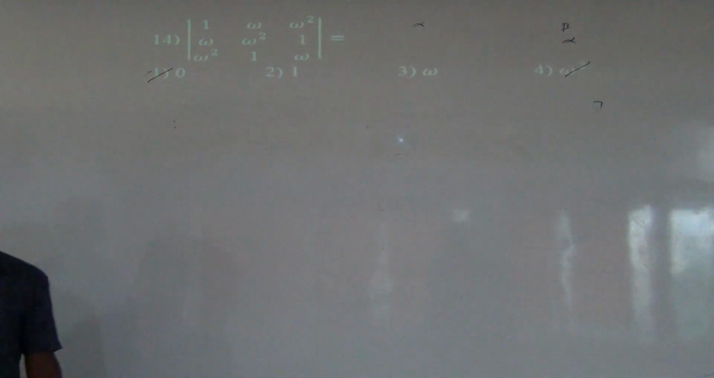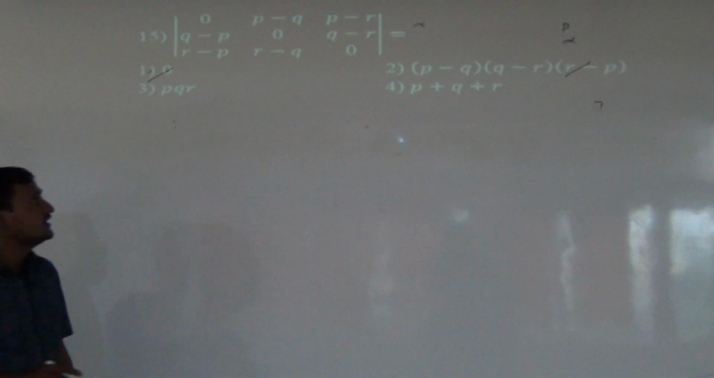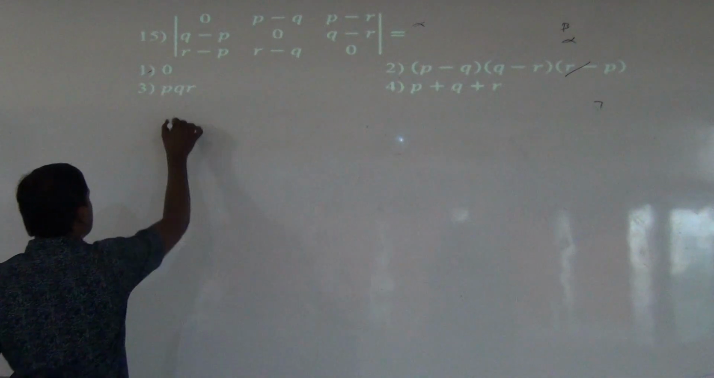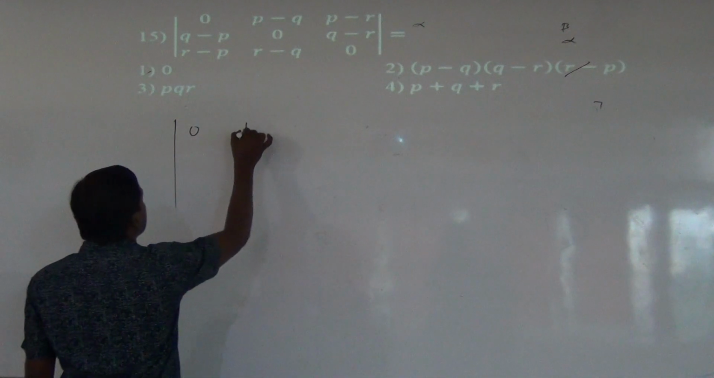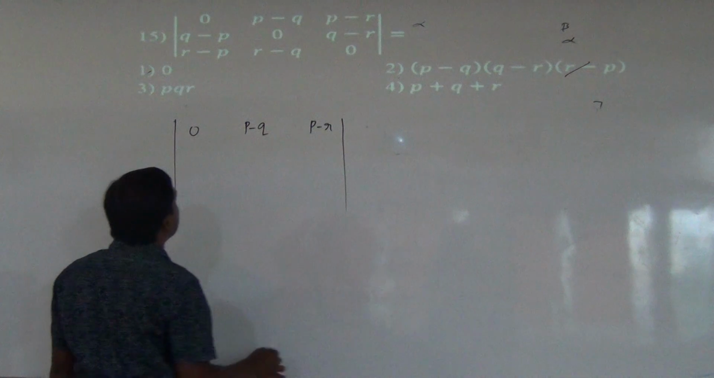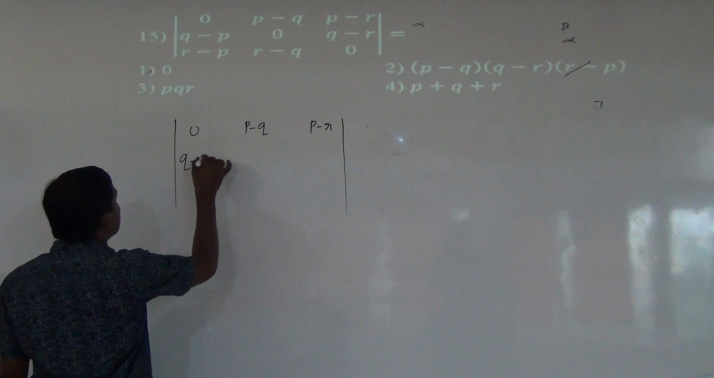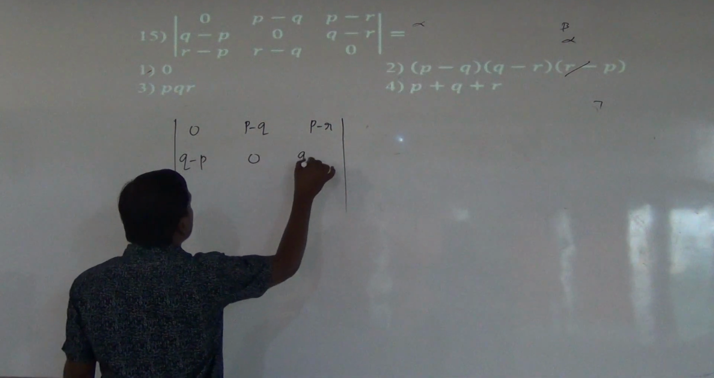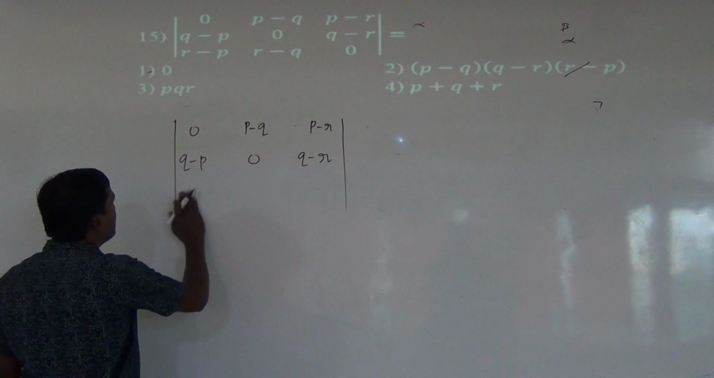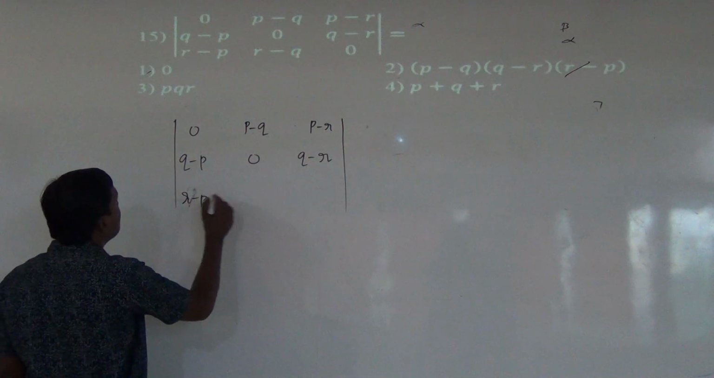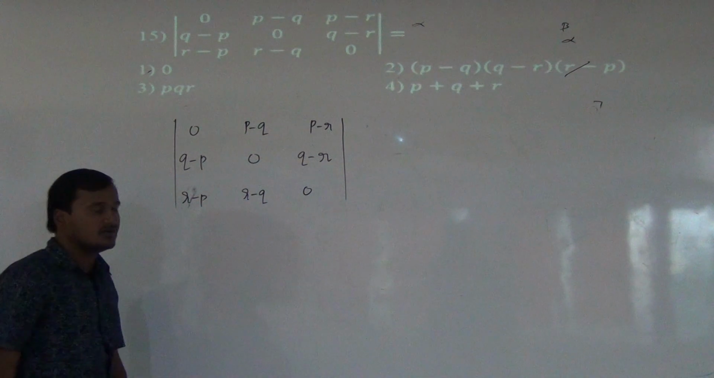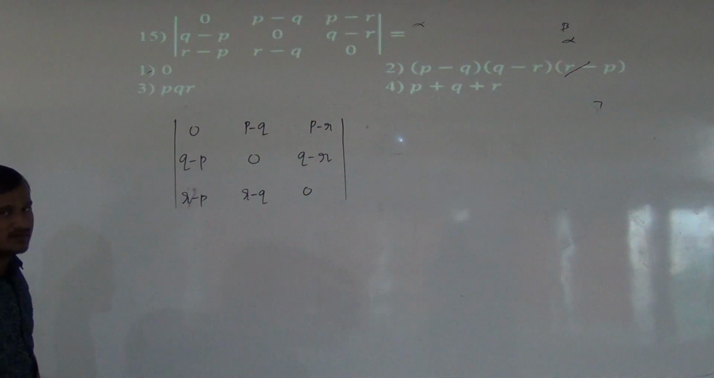Okay, the next question is this one, right? So here find the value of this determinant. So clearly here you should observe 0, p minus of q, p minus of r, right? Q minus of p, 0, q minus of r. What about this one? R minus of p, that is r minus of q, 0, right? So what is the value of this determinant?